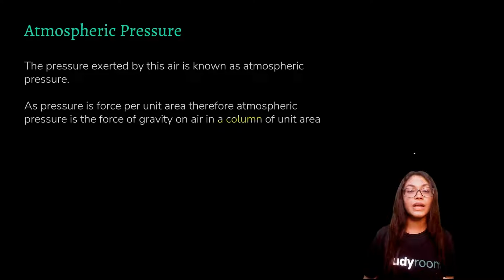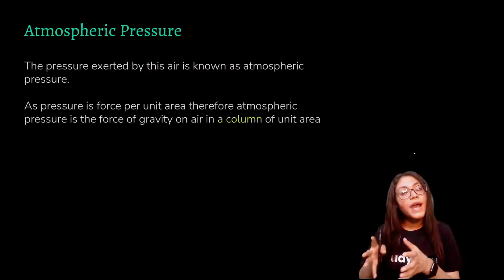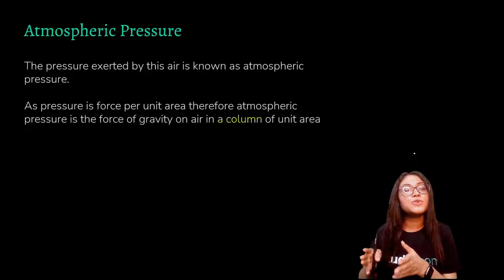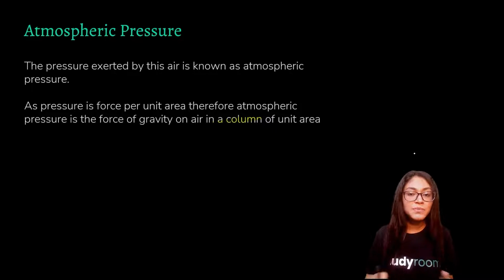Let's have a look at the definition of atmospheric pressure. The pressure exerted by the surrounding air is known as atmospheric pressure. As pressure is force per unit area, as we all know, atmospheric pressure is the force of gravity per column of unit area. Simple enough, very easy.